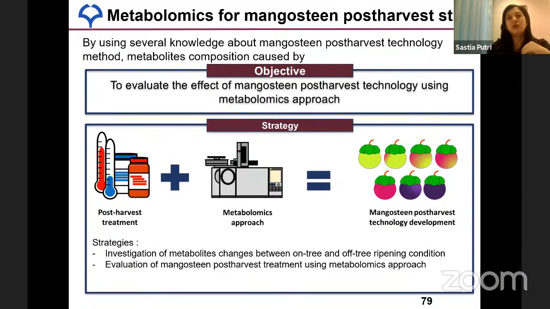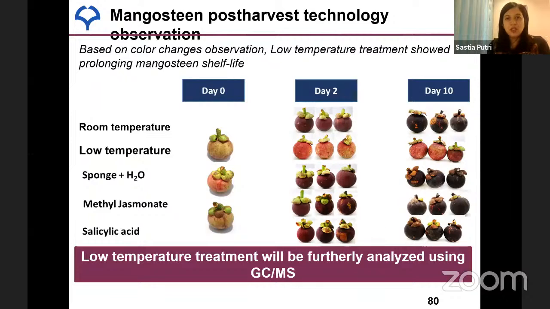Then we would like to know the effect of post-harvest mangosteen technology. In the first study, we already know what changes during the course of ripening. And then in the second one, we would like to use several different kinds of post-harvest technology and see how they affect the mangosteen metabolite profile. So here, this is the work of one of my PhD students before, who is an alumna, also from Indonesia.